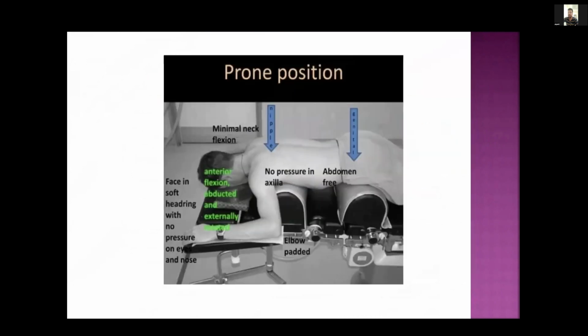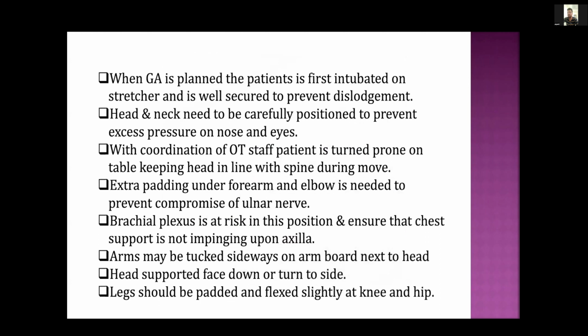So in this prone position, bolsters are placed in such a way that the abdomen is free. Pressure in the axilla should be avoided to prevent compression of the brachial plexus. Padding should be placed under the elbow to prevent damage to the ulnar nerve. Extensive neck flexion should be avoided, and the face should be kept in a soft head ring with no pressure on eyes and nose. When general anesthesia is planned, the patient is first intubated on the stretcher and the tube is well secured to prevent dislodgement during positioning.